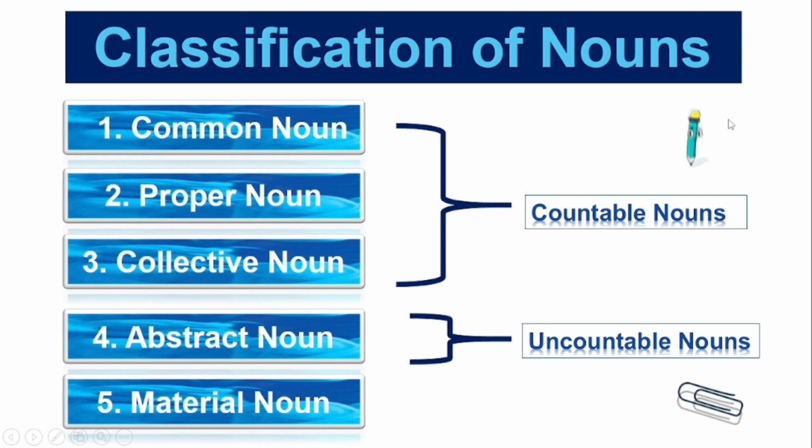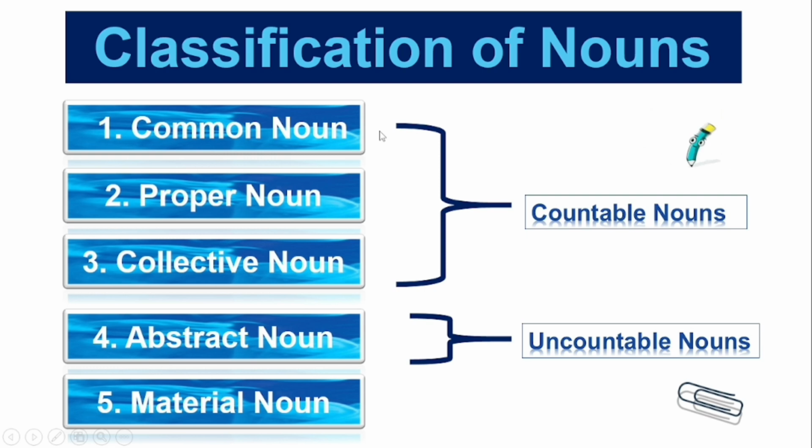For example, the nouns which can be counted in numbers. Here it is a pencil. Can you count this pencil? Of course, it is one pencil, so it is countable, right? But if there is something which cannot be counted, for example, you cannot count water directly, right? You need a measurement unit for that, so that is uncountable, right?